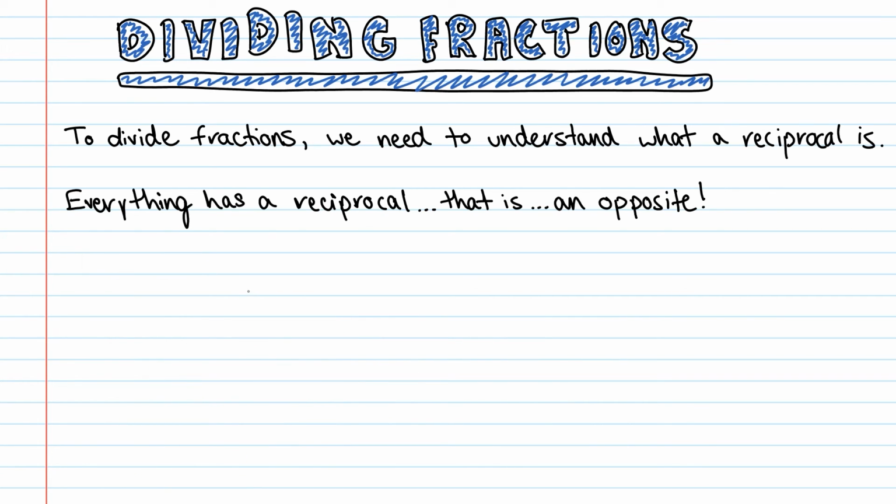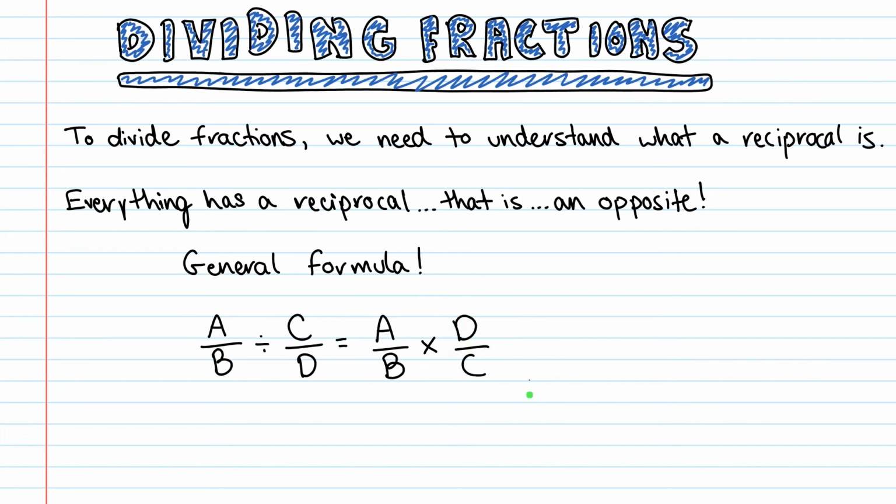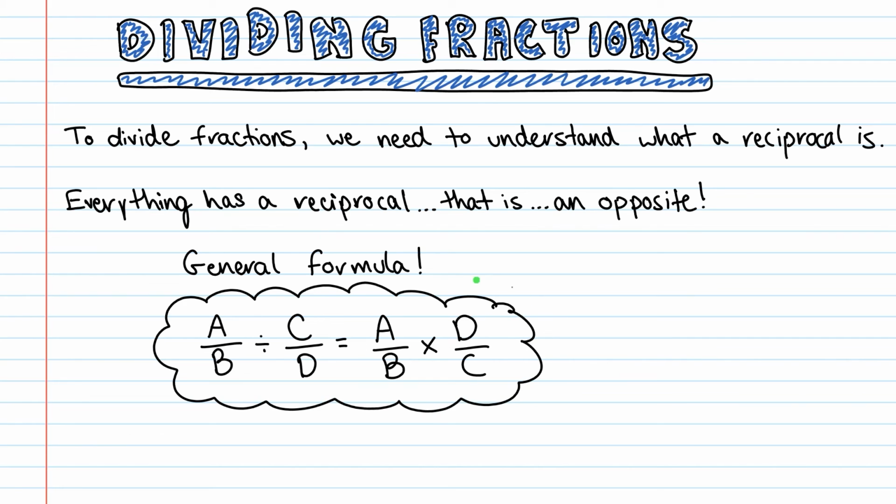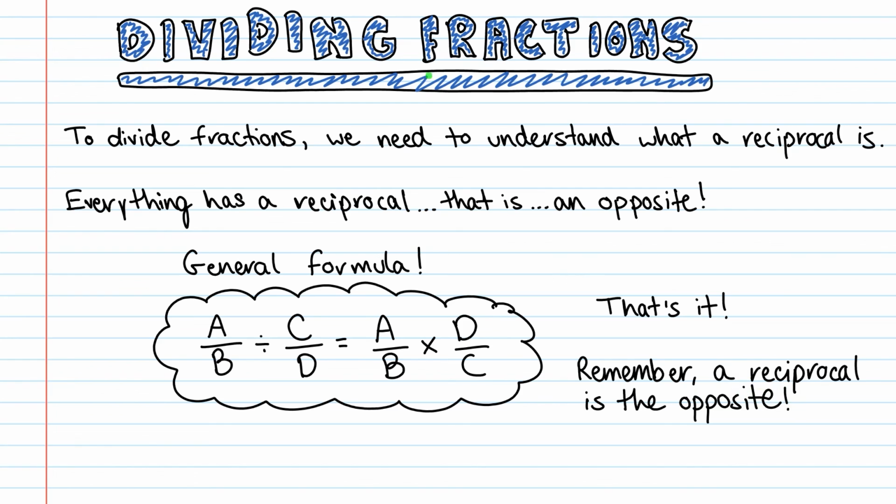What I'll end with here is a general formula of this idea of the reciprocal and how to divide fractions, which is really just how to multiply one fraction times the reciprocal of the other fraction. Notice how I switched the c over d to the d over c. That's the reciprocal in action. And that allows us to change the sign from a division sign to a multiplication sign. Don't forget your reciprocals. I'll end with the formula here.